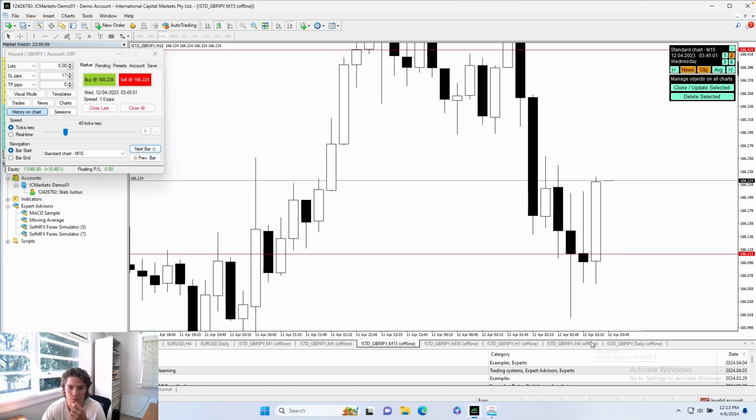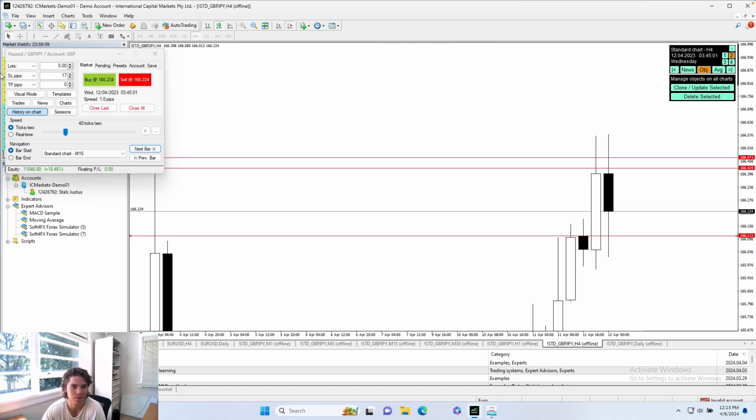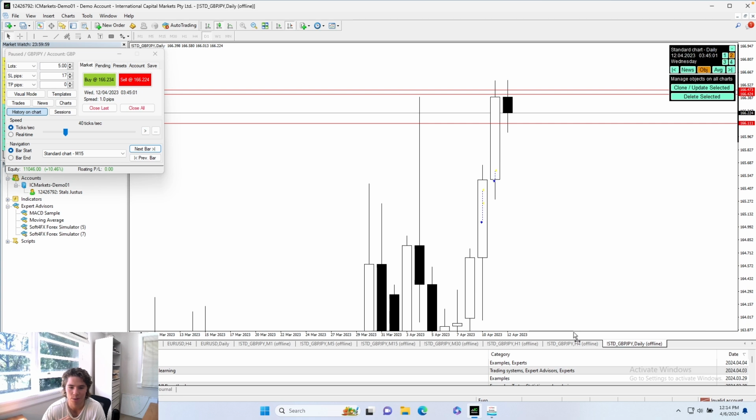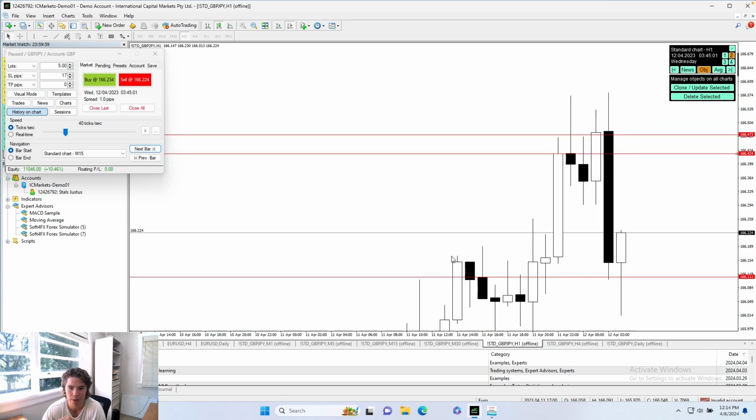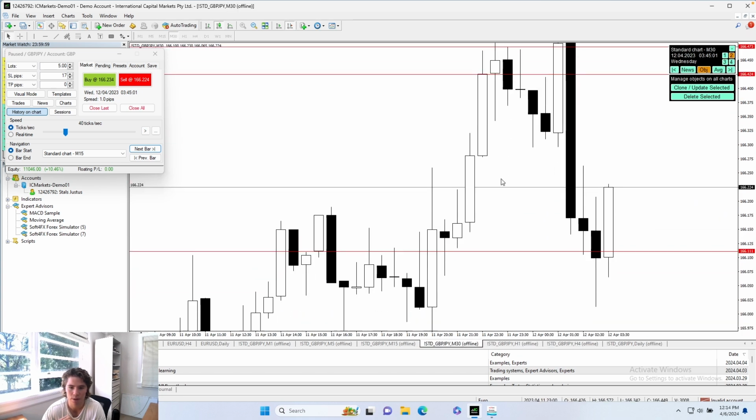Ooh. Remember what we said? 4 hour comes down, respects this support. Daily, creating a nice bottom wick. Hourly, we're respecting this support. 30-minute, we're respecting this level. Also have a little fake out, so very similar to yesterday's trade, right?